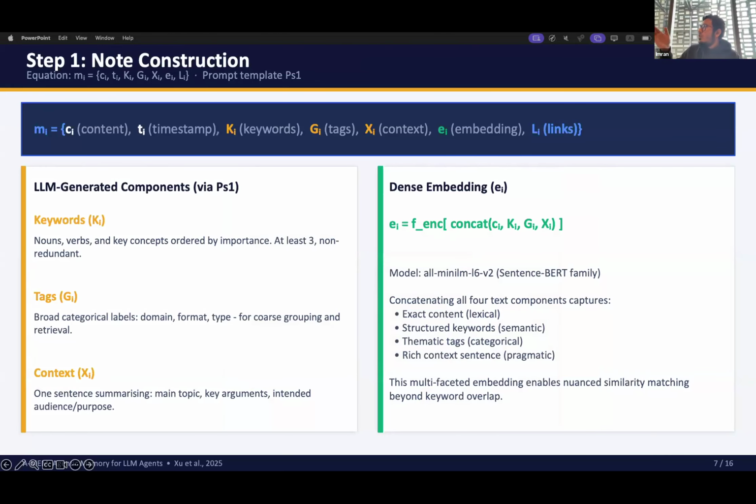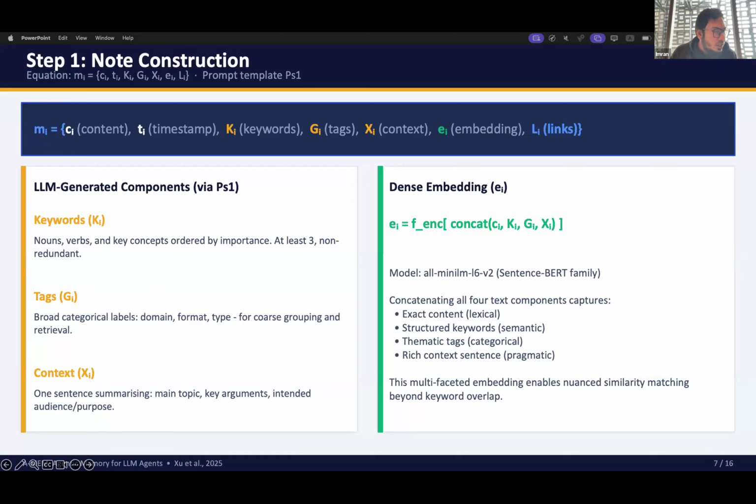So if we go into the details, M1 is a node. It consists of content and timestamp, which is given by the user. Content means the prompt, timestamp we already have. Keywords, tags, and context are generated by the LLM based on the prompt. Embedding, we calculate with Sentence-BERT. And the links L1 are generated by the LLM with the prompt PS1.